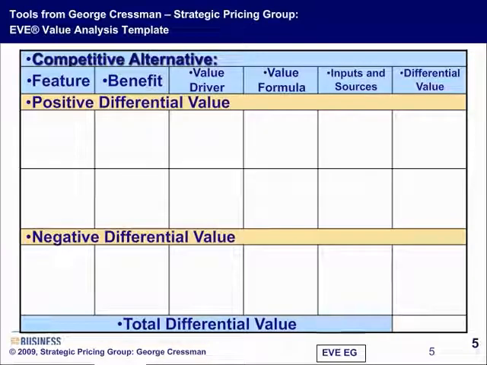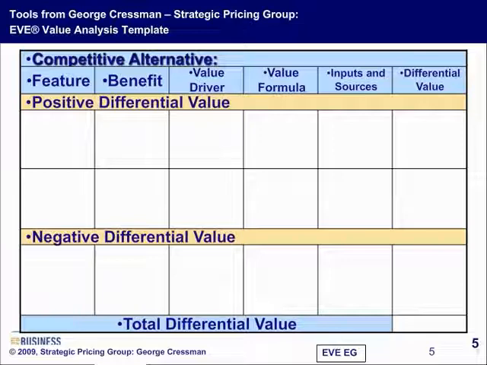An important tool for helping you to compute value is the Economic Value Estimation, or EVE, Value Analysis template from the Strategic Pricing Group. You look at the competitive alternative, in this case up at the top, that would be high carbon steel. You look at the feature of your offering, the benefit it provides. What is the fundamental driver of value? What is the formula that you would use to calculate it? What are the inputs and sources you need for the numbers to compute the calculation, and what's the differential value? This framework enables you, moving from left to right, to begin thinking about the positive differential value of your offering.